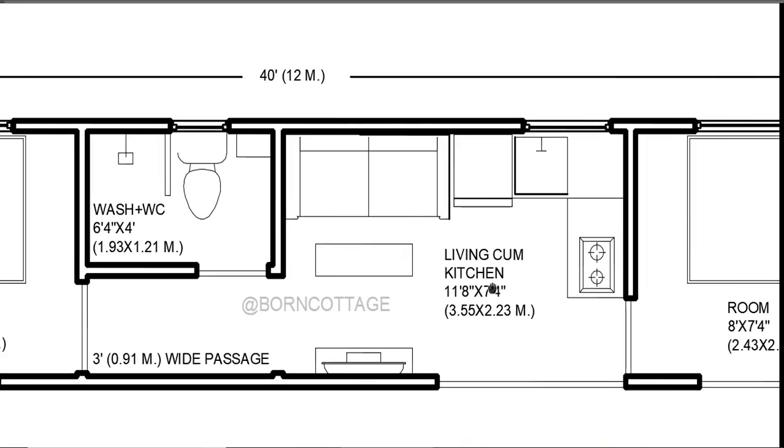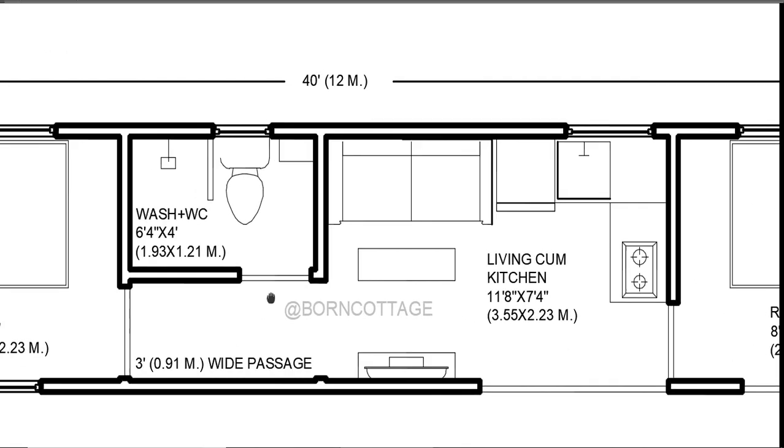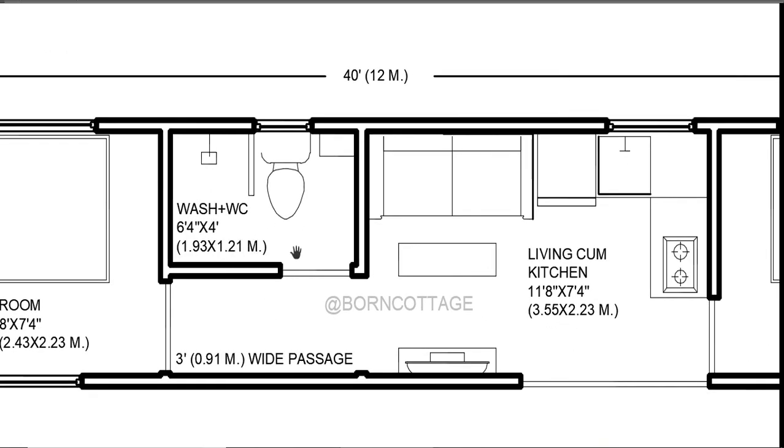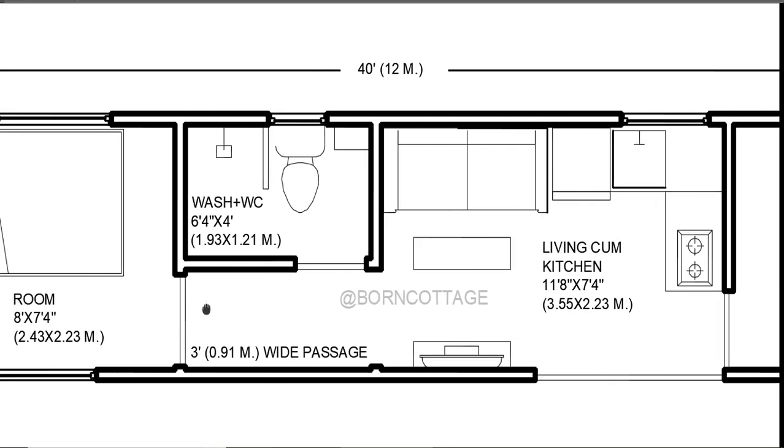So we will go inside, and we have a common washroom plus water closet here. The size of the common washroom plus water closet is 6 feet 4 inches into 4 feet, in meter 1.93 into 1.21 meter. You can see here the wash basin, water closet, and the shower area. Water closet and shower area both are separate, and we have a ventilator for ventilation of this washroom. Here we have 3 feet wide passage, and after that we will go on left side.